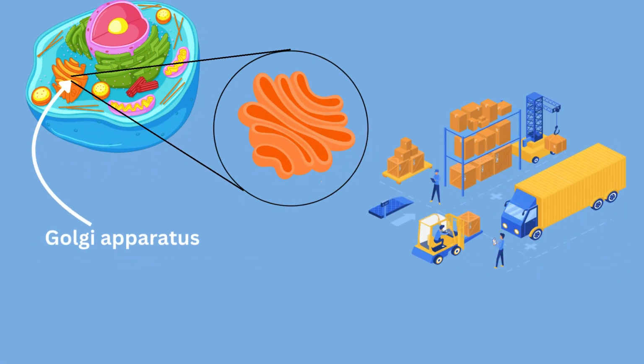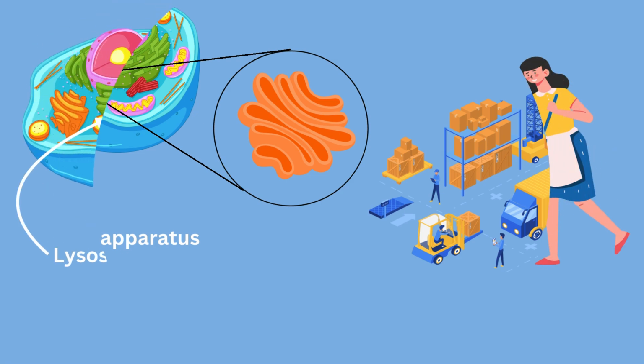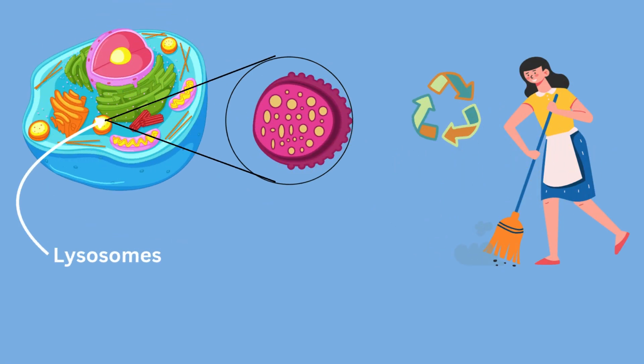5. Golgi apparatus. The Golgi apparatus acts as the cell's shipping and packaging center. It modifies, sorts, and packages proteins and lipids for transport to their final destinations, either inside or outside the cell. 6. Lysosomes. Lysosomes are the recycling centers of the cell. They contain enzymes that break down waste materials, old organelles, and foreign substances, keeping the cell clean and efficient.